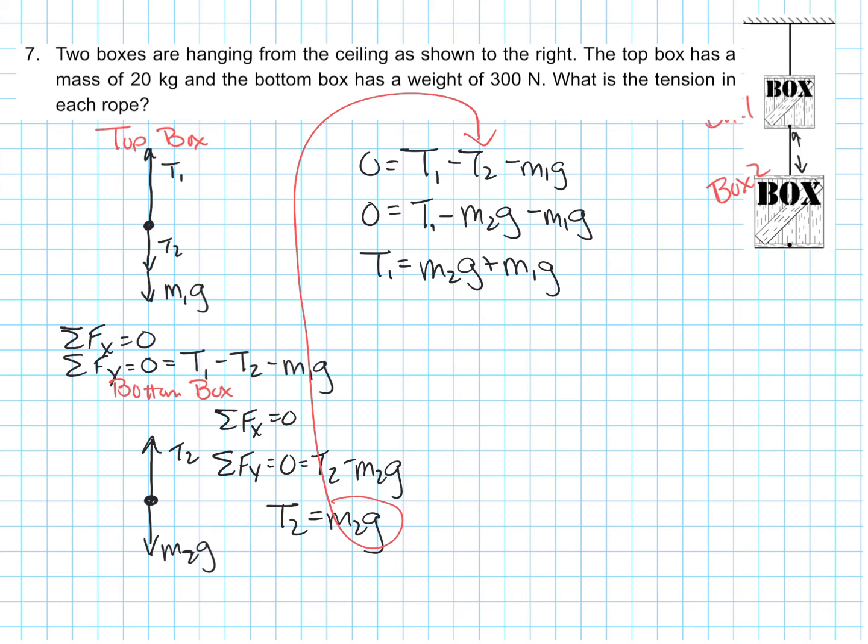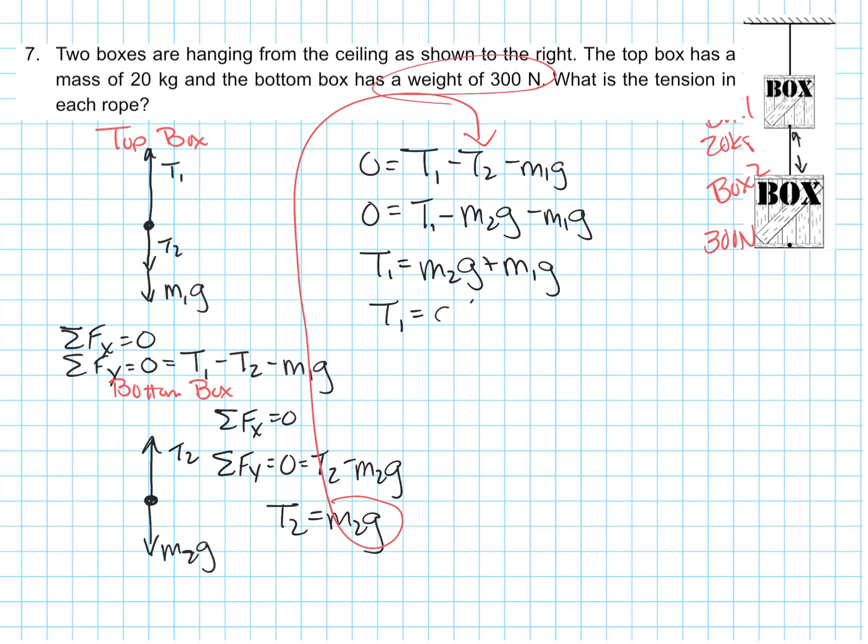Let's see. I'm going to do one more thing. I'm going to use the distributive property to pull G out, just to make this look a little bit easier mathematically. No, I can't do that. The reason I can't do that is because it gives me the weight of the box. The weight of the bottom box is 300 newtons. And the top box, it tells me, is 20 kilograms. So I'll use mg for one and m1g for the other.